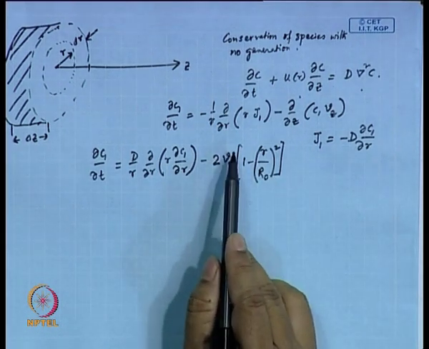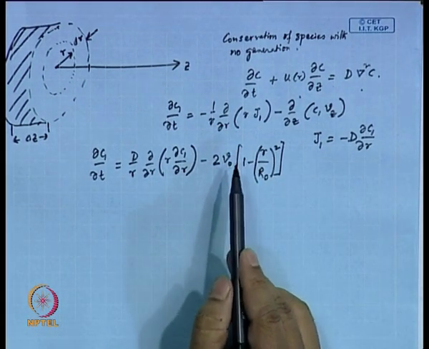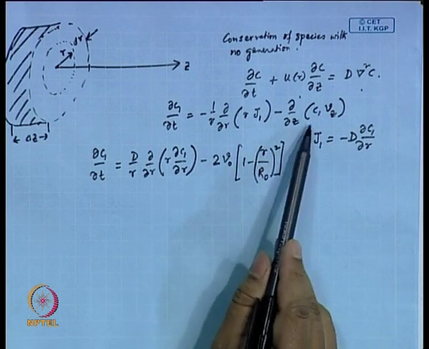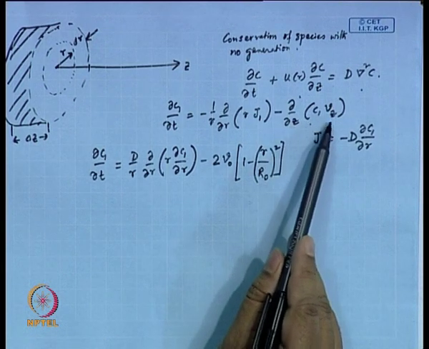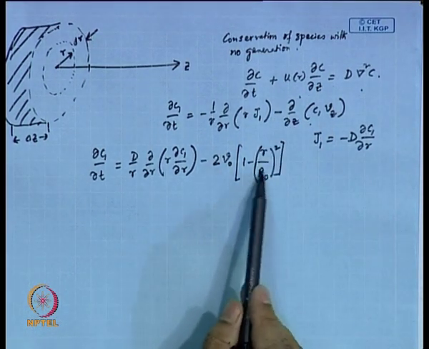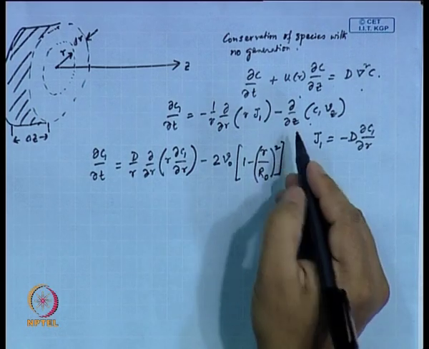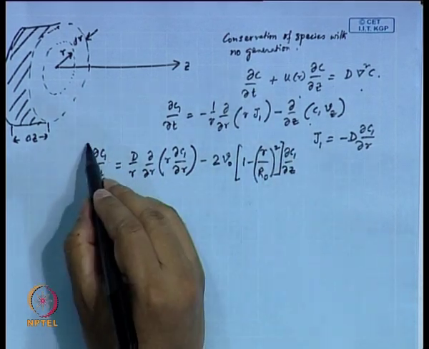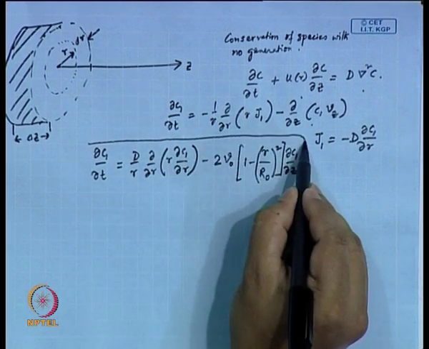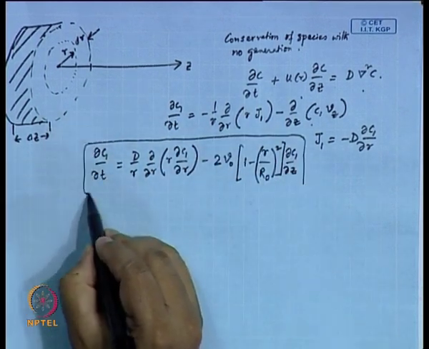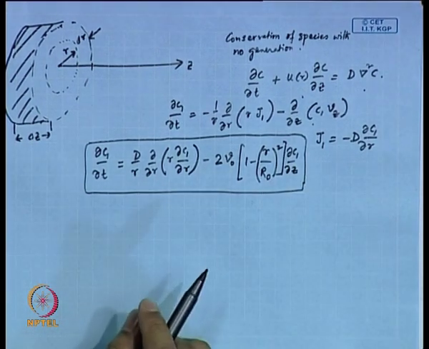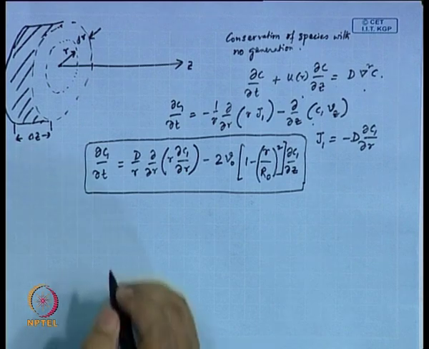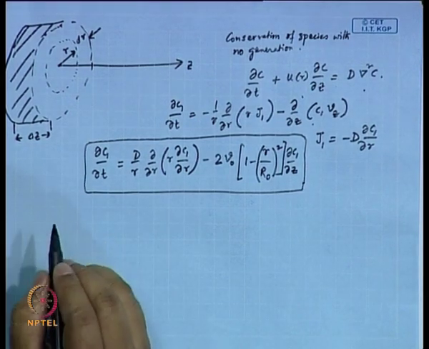Since we have already considered a fully developed flow, this does not have any functionality of z. So, we have taken the v z out from this term, because this is the v z we know. So, this into del C 1 del z. This is the equation.